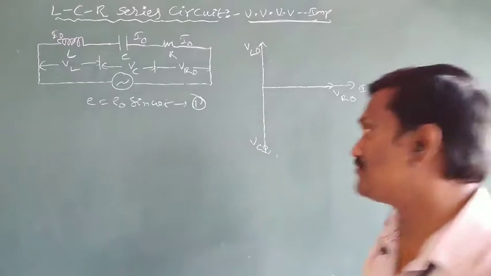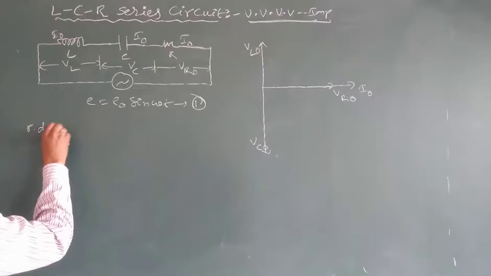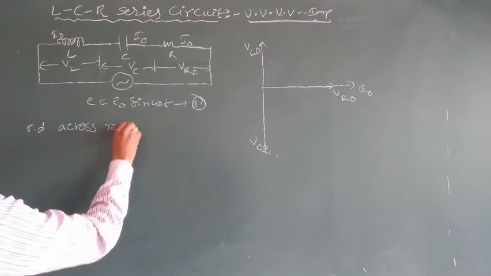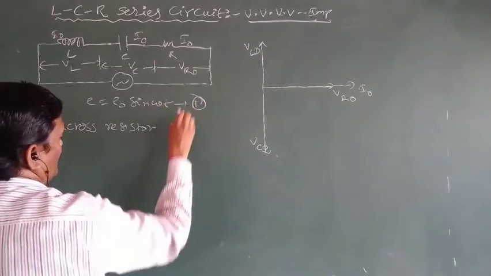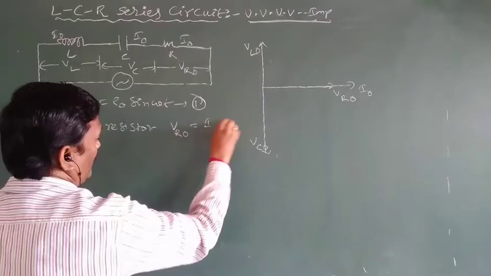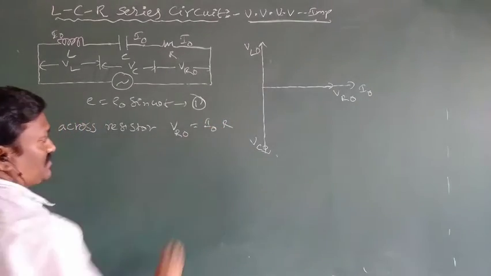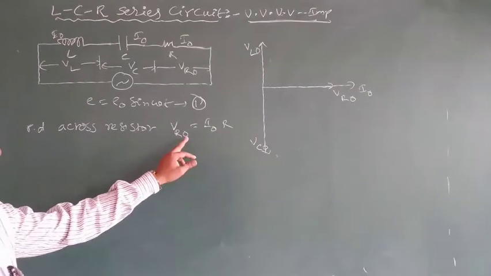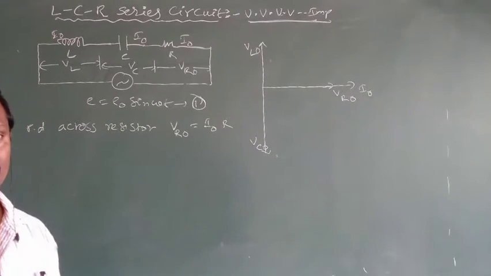We know according to Ohm's law, the potential difference across a resistor, V is equal to IR. So the potential difference across the resistor, VRO, is nothing but the product of current and resistance. Here voltage is peak, current is also peak. So the peak voltage of a resistor, VRO, is equal to I naught into R.